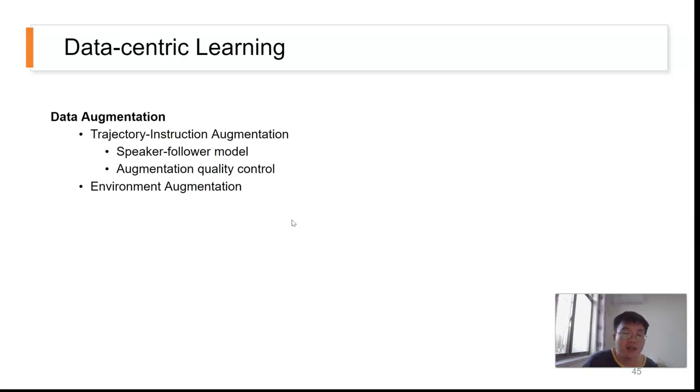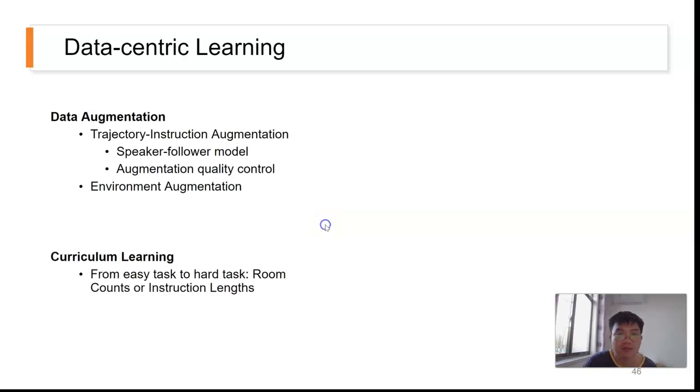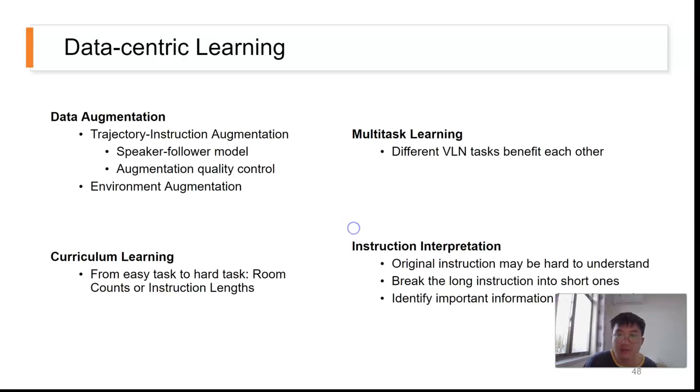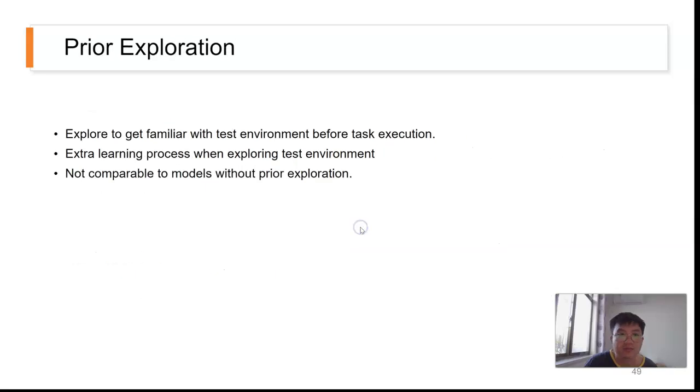Data-centric learning also contains many important methods. First, of course, data augmentation. It provides more training samples. Curriculum learning tries to train the agent from easier tasks to harder tasks. And multitask learning, where different VLN tasks benefit each other. And sometimes we could even interpret the instruction from a different perspective. Because sometimes the instruction could be too long or too short, so it would not be easily understandable to the robot. In that case, we could interpret that first.